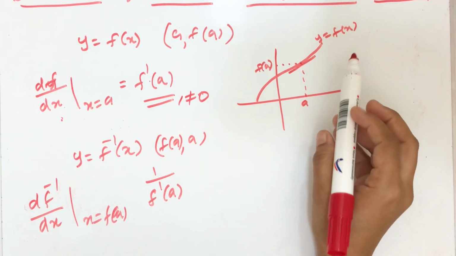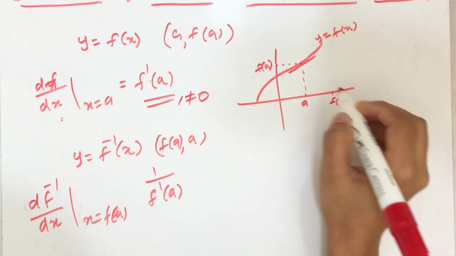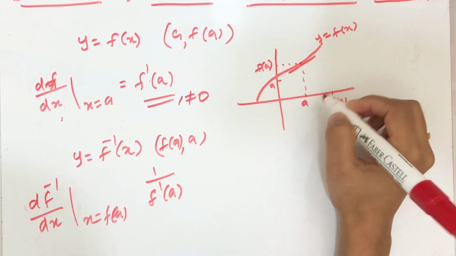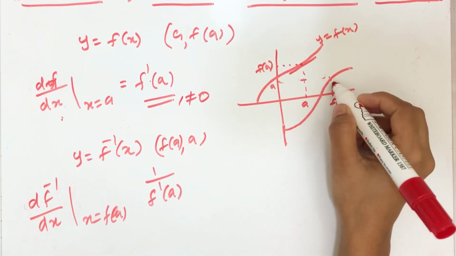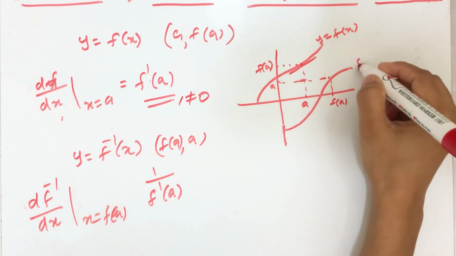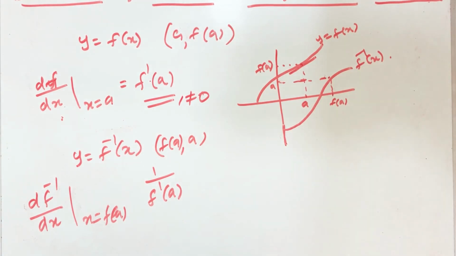What is the graph of the inverse of this function? If this is the point f of a and this is the point a, we can say the graph will be like this. Okay, this is the point f of a, f inverse of x. Next, we are going to discuss this theorem. The theorem is nothing but the derivative of f inverse at x is equal to f of a is equal to 1 by the derivative of f at x is equal to a. Don't forget, this is nothing but the slope of the tangent of f inverse at the point f of a. I'm not making you more confused. We can directly go to the theorem.